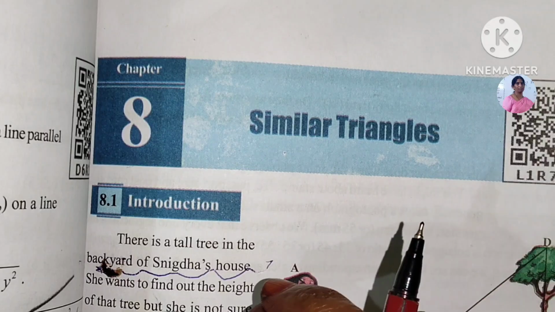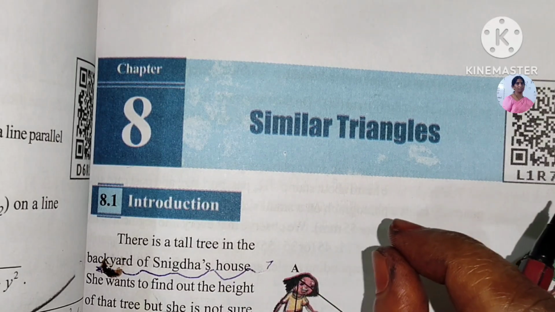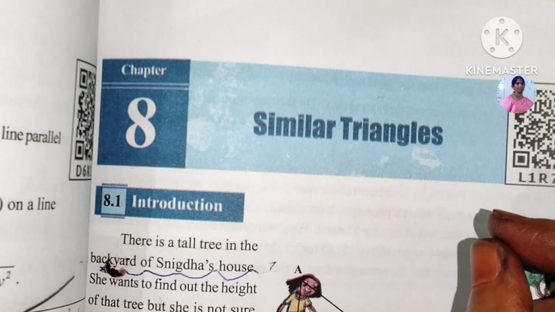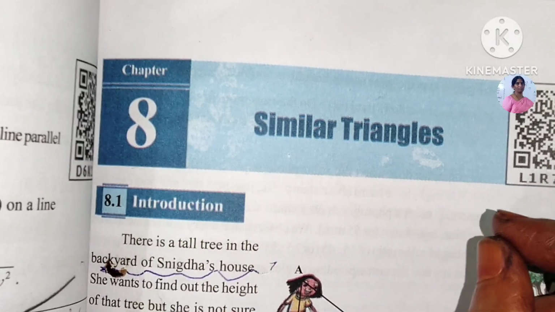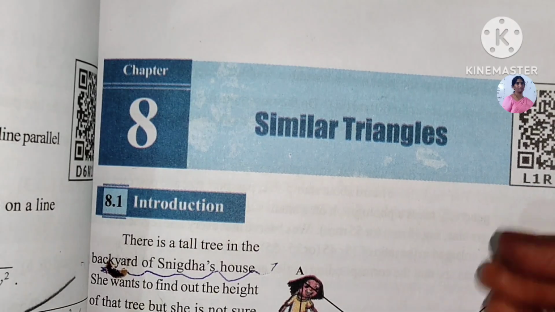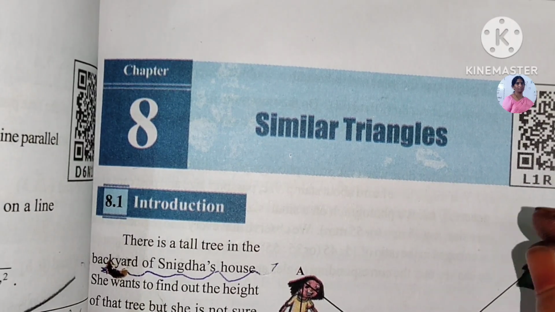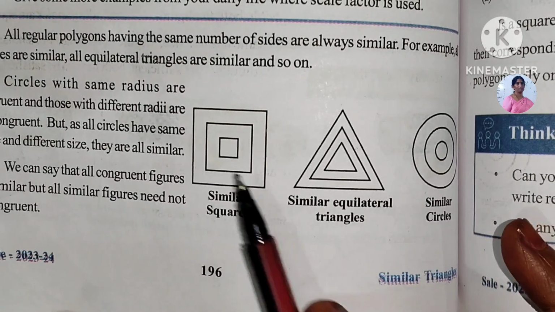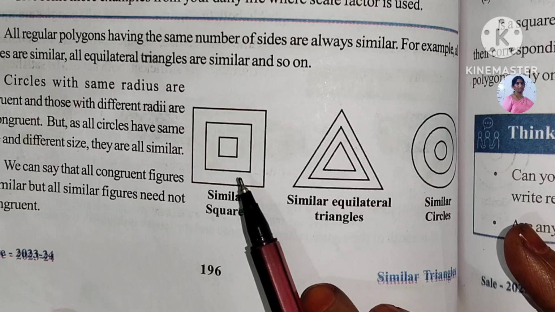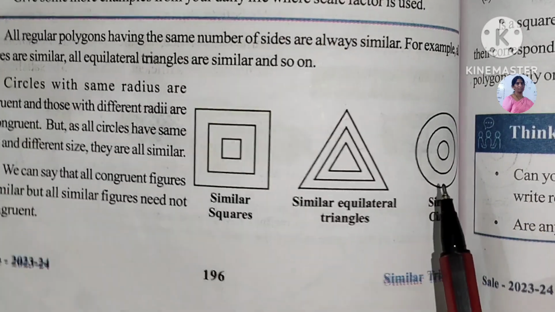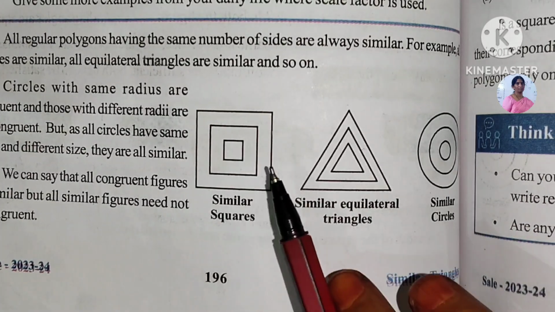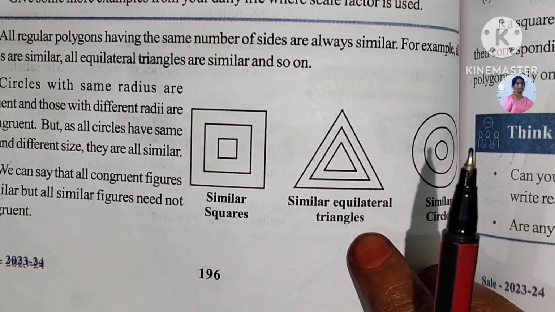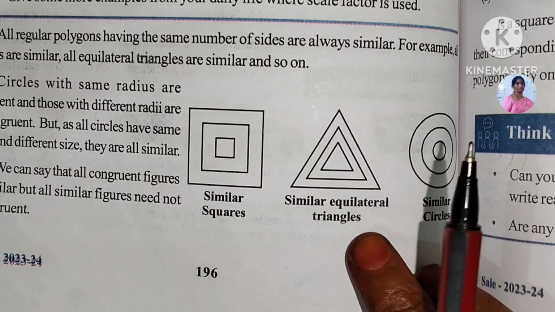Similarity means same shape. Same shape and size is congruency. So here, suppose these are similar squares, similar triangles, similar circles. Same shape is called similarity, and same shape and size is called congruency. That is the difference between similarity and congruency.